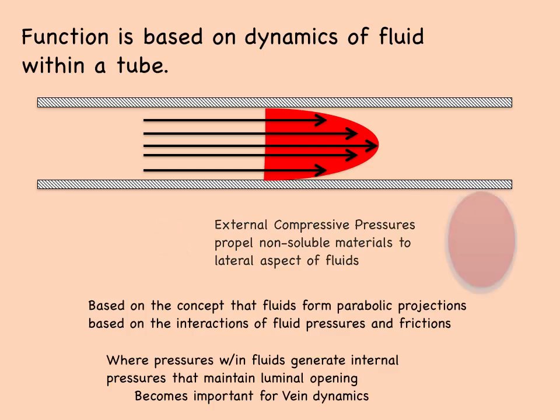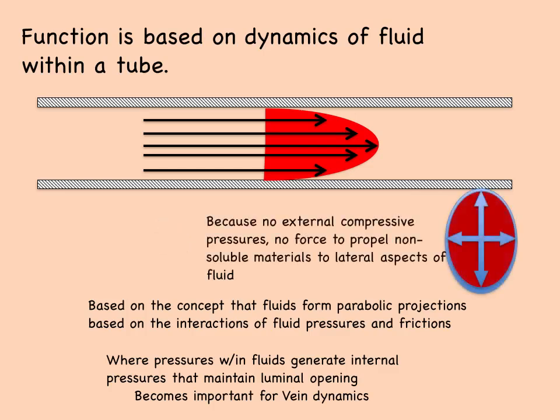So if we look at the arterial lumen itself, what we end up having is a contribution of external compression from the tunica media muscle and the internal fluid pressure pushing back against that external pressure. This is going to propel those non-soluble materials laterally away from the central line of flow, and it's going to ultimately lead to increased friction between the fluid and the luminal wall itself, or the luminal tissue itself.